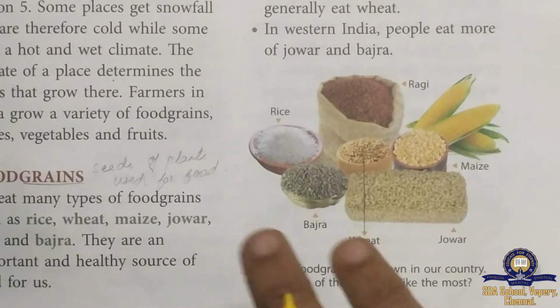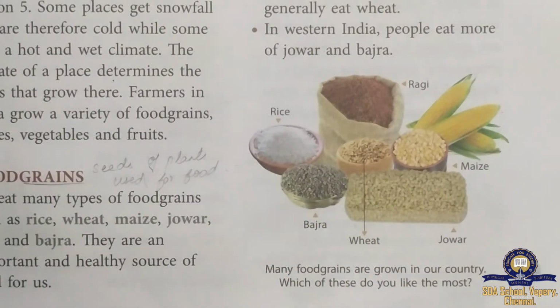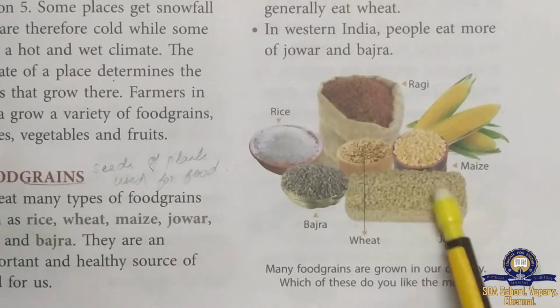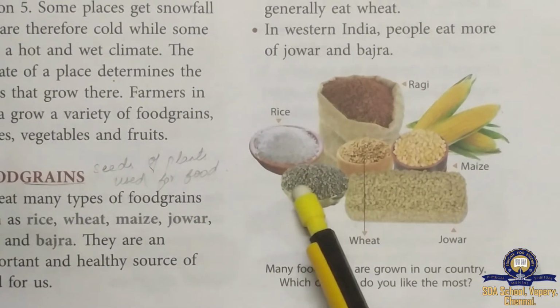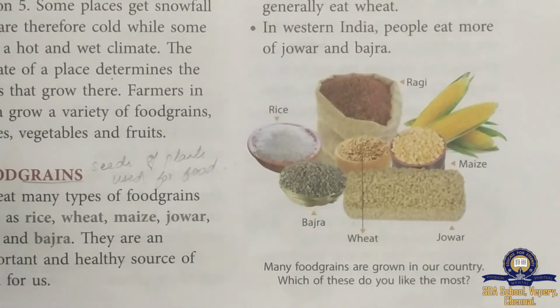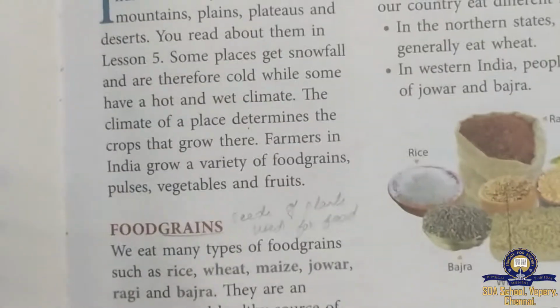Mostly in the northern part of India, what do they eat? They prefer to eat wheat, and in the south they eat rice, and in western India they eat more jowar. Look at this, this is the jowar, and bajra. These are famous in western India. Wheat is mostly eaten in northern states, while jowar and bajra in the western states, and rice primarily in the eastern and southern states.